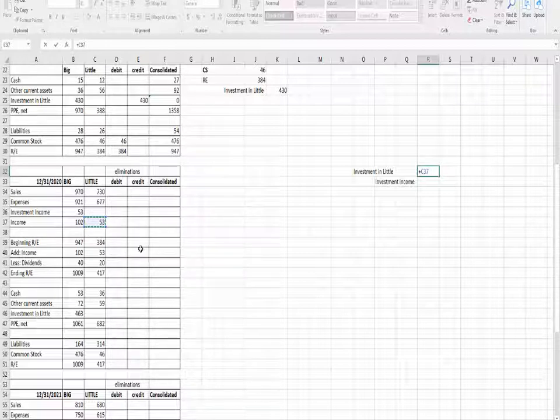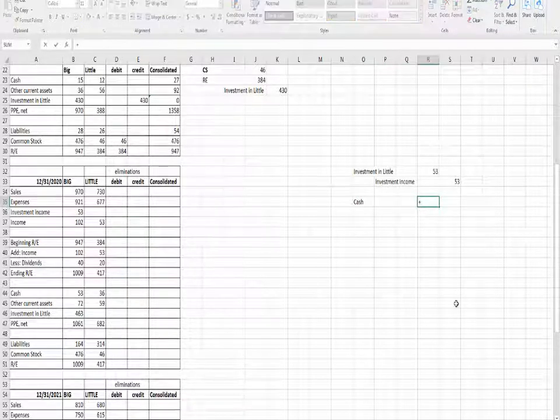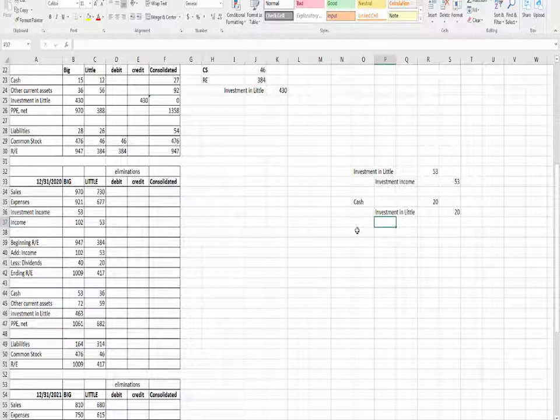Now note that I pulled that $53 right off of the trial balance in this three-part consolidation worksheet. Again, referred to as a three-part worksheet because we have our income statement, part 1, our statement of retained earnings, part 2, our balance sheet, part 3. Likewise, the dividends we receive. Little pays dividends of $20. I pulled that right off of my worksheet. And since we're the only shareholder, we get all $20. And that reduces our investment.